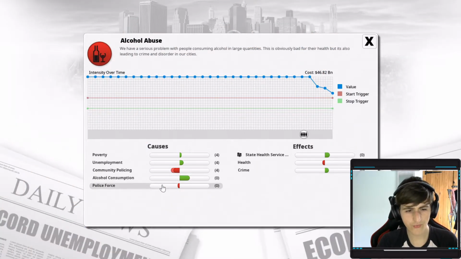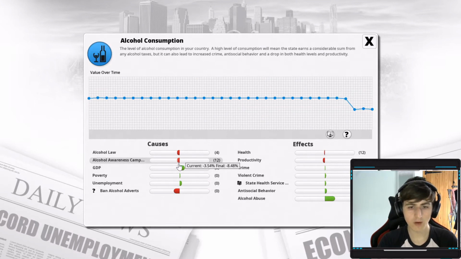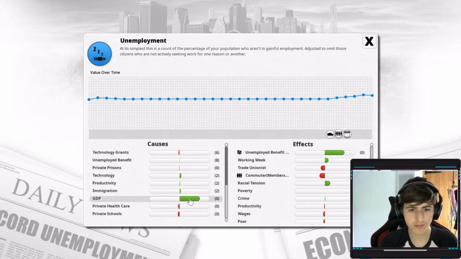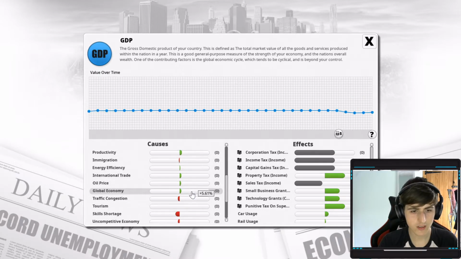Alcohol abuse is finally starting to take a drop, which is fantastic. The awareness campaign's starting to have a bit more of an effect now, and the community policing is having a massive effect. I still want to reduce this unemployment. It is quite high, and it's mostly due to the GDP. Is there anything we do at the moment that we could maybe improve?